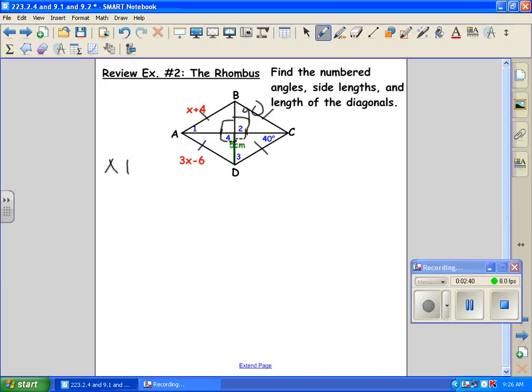All right. So when you're finding x, you do the equation x plus 4 equals 3x minus 6. And the final answer will be 5. x equals 5.